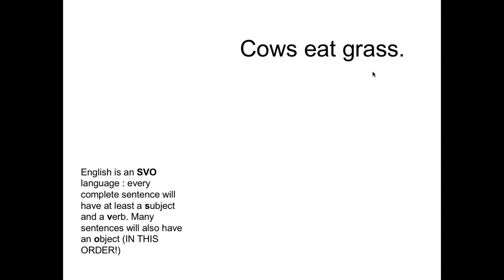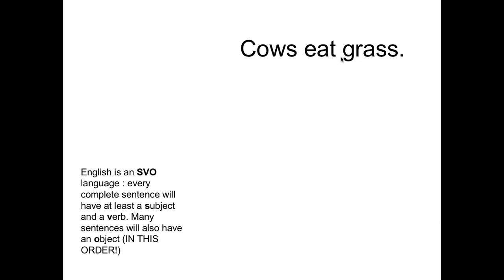In some languages, you can move the elements around, or you might be required to place an ending on certain elements in the sentence in order to denote or indicate what the subject, verb, and object are. But in English, it's determined by the order of the words.